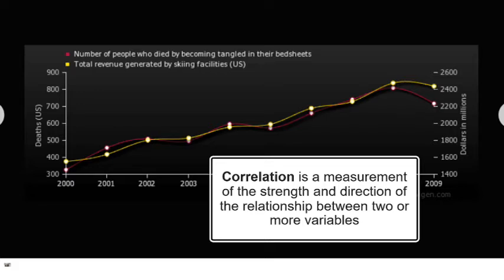So here you can see I have a graph, and the correlation is pretty strong between the number of people who died by becoming tangled in their bed sheets and the total revenue generated by skiing facilities. This is an example of correlation. It's a measurement of the strength and direction of the relationship between two or more variables.